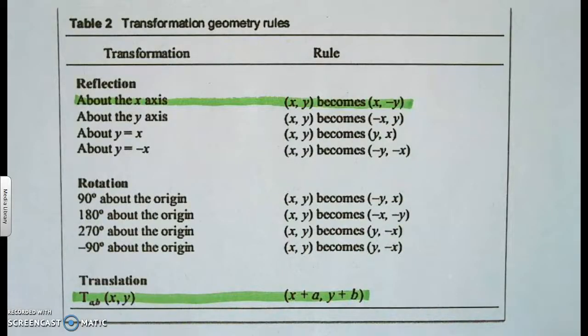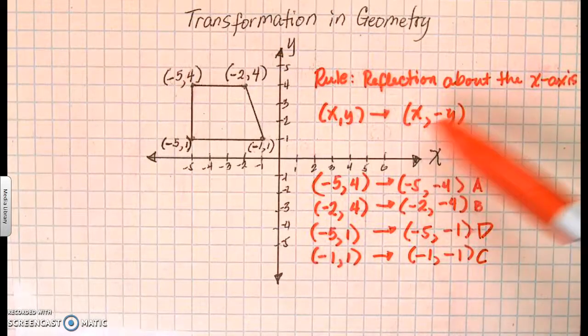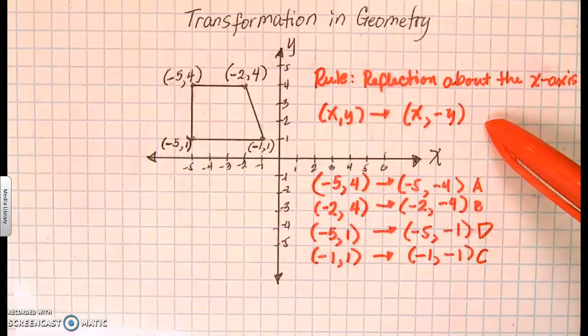Let us now discuss the next type of transformation, which is the reflection about the x-axis. Let us try a different strategy this time. Let us go ahead and identify our new coordinates given the rule. The rule for reflection about the x-axis is that (x, y) will turn to (x, negative y). Therefore, all your x values are going to stay the same, but the y will become negative.